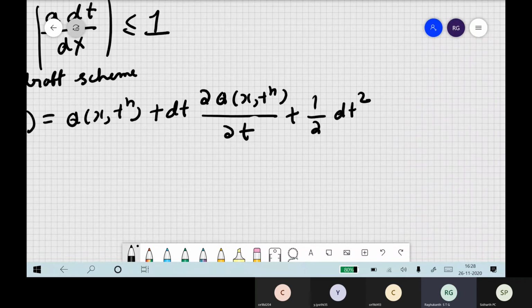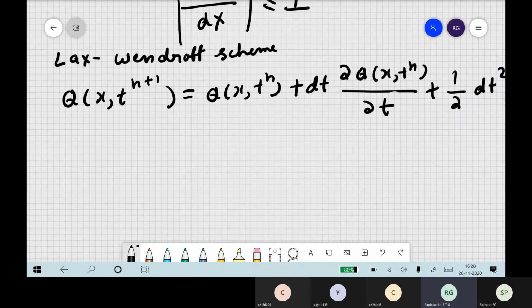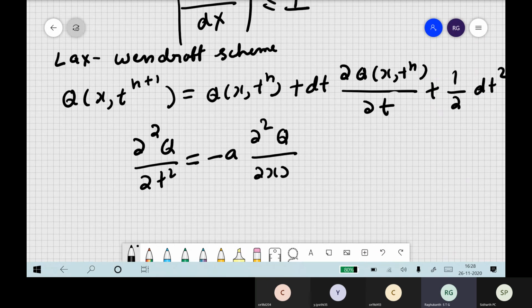Now half dt square, then ∂²q(x, tn)/∂t², okay. So that is our Taylor series. Now, already you know the transport equation. So this second derivative, ∂²q/∂t², you can write this expression as minus a ∂²q/∂x∂t. So this you can get from the transport equation.